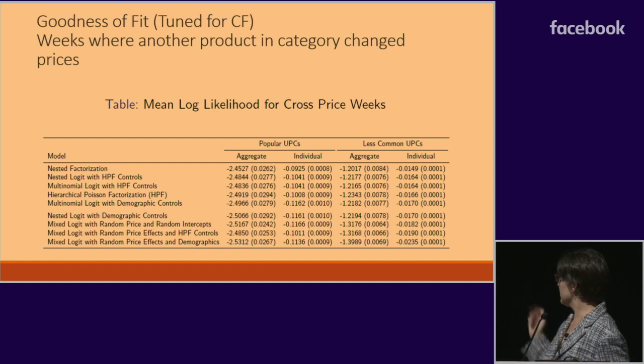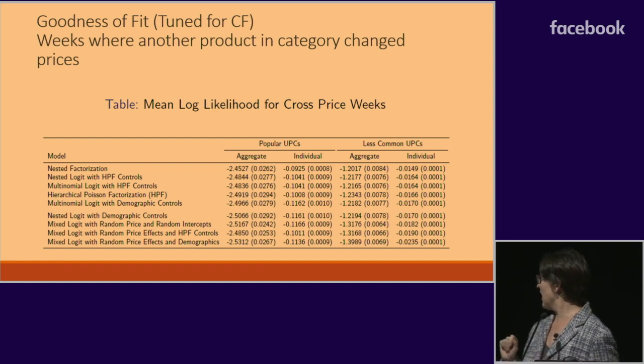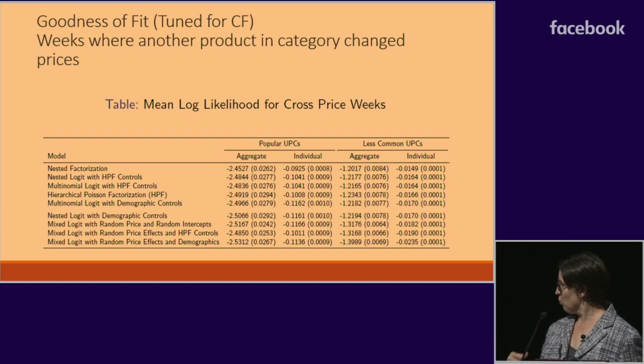And so we find that our model, of course, I'm showing you the picture, so of course our model does best. And we compare it both to traditional economics and marketing models, as well as to what happens if we take a reduced form machine learning model, we just throw a big factorization at things, take the parameters out, and stick them into an economics model.